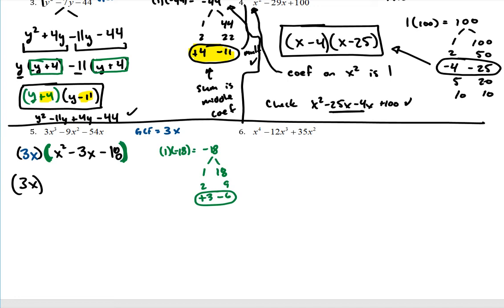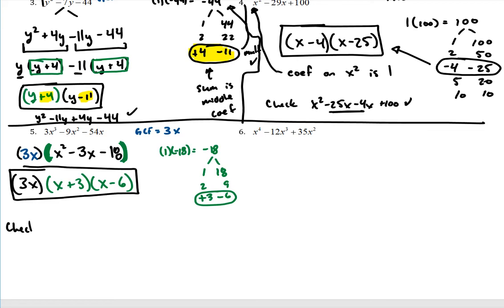All right, so because the coefficient on our x squared is 1, all I care about is what's inside these parentheses now. This 3x is just already taken care of. So the coefficient on the x squared is 1. That means I could rewrite this using these factors immediately as just x plus 3 and then x minus 6. And that's it.